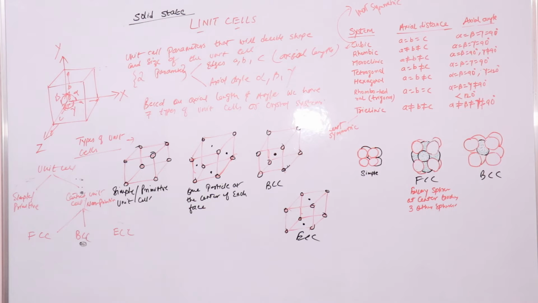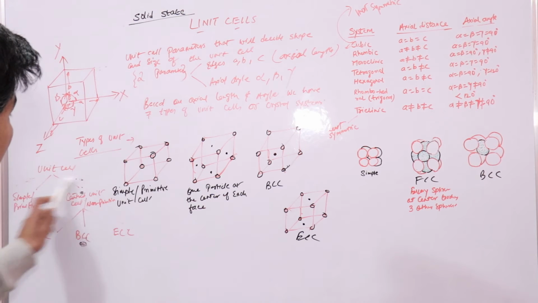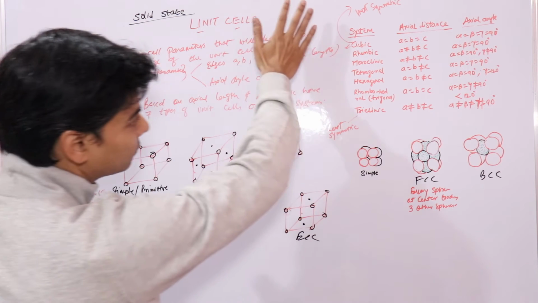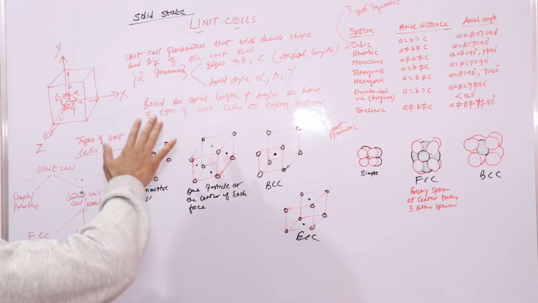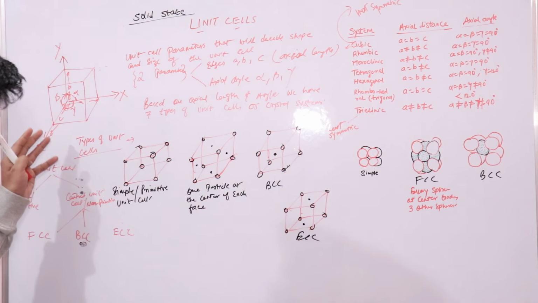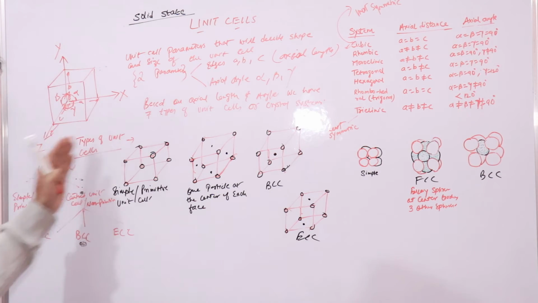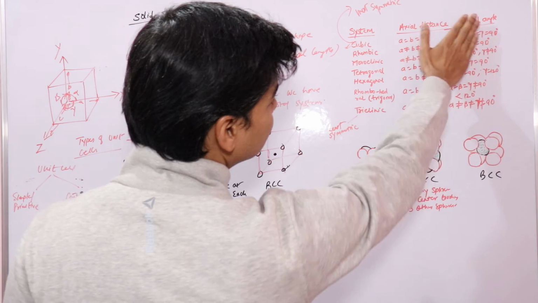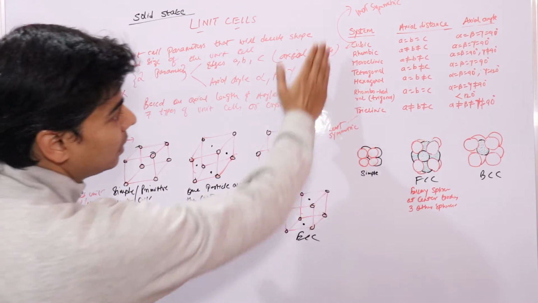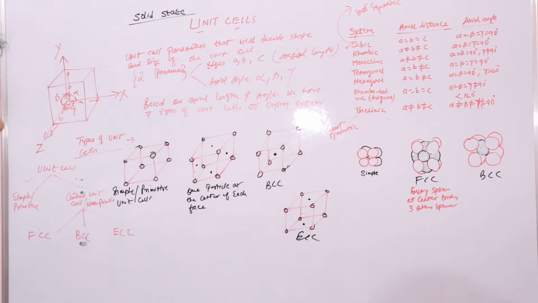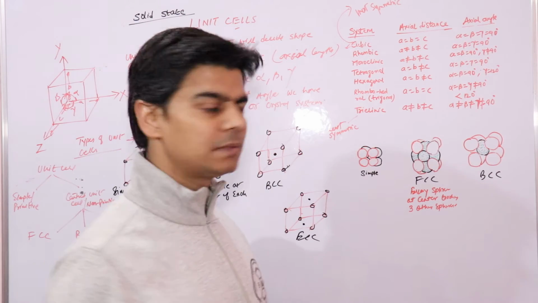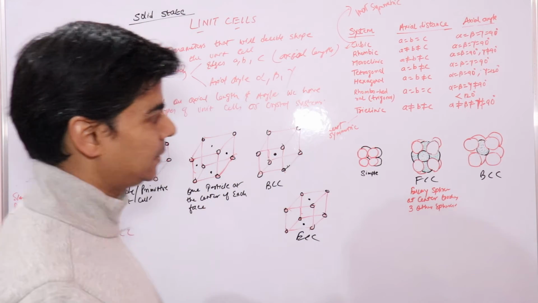Now we have understood about this unit cell, right? And based on the axial length and axial angles, we have different shapes and sizes of the unit cells, right? So based on different axial lengths and axial angles, we have these different shapes and sizes of the unit cells, which are 7 crystal systems, right? So these are 7 crystal systems, and any crystal must belong to one of these crystal systems, right?